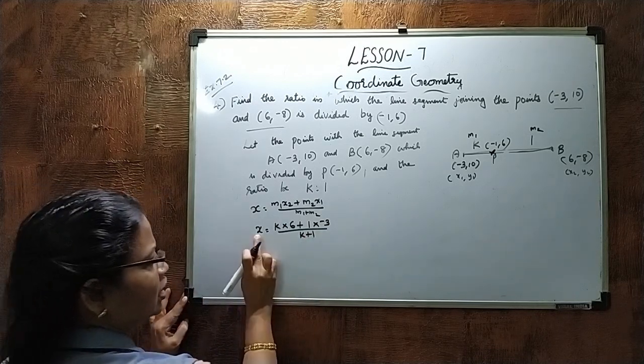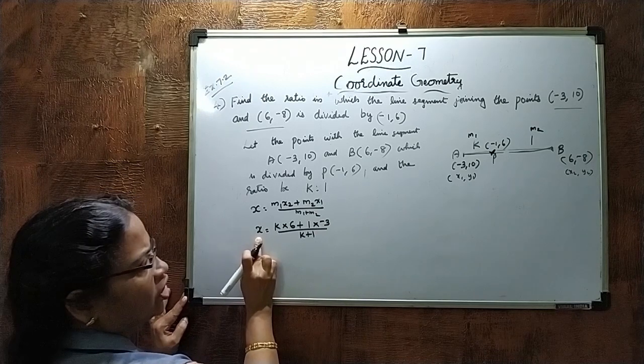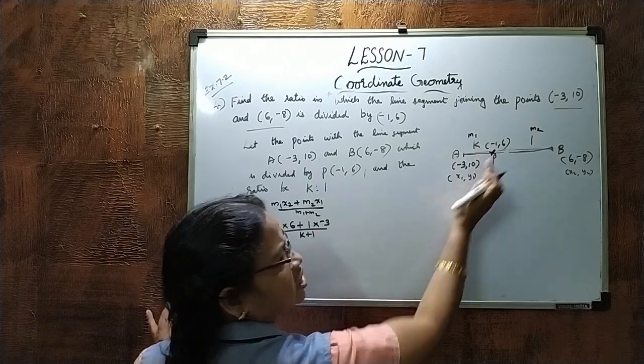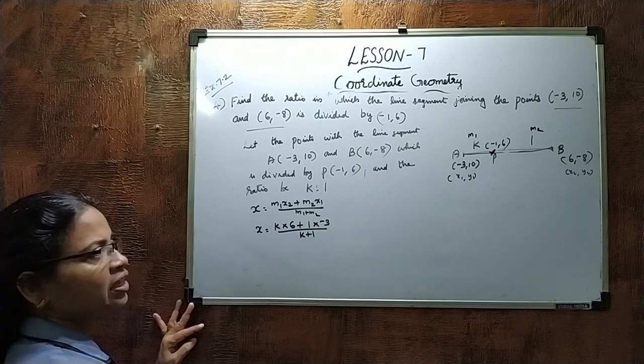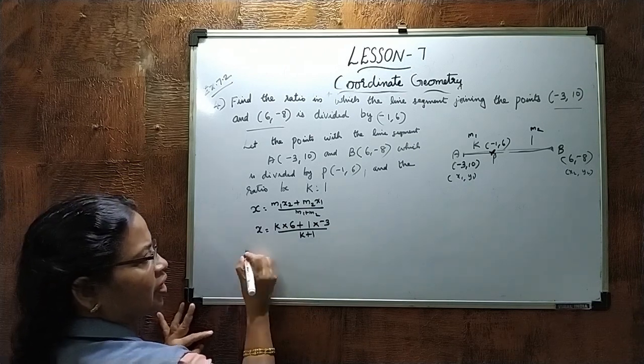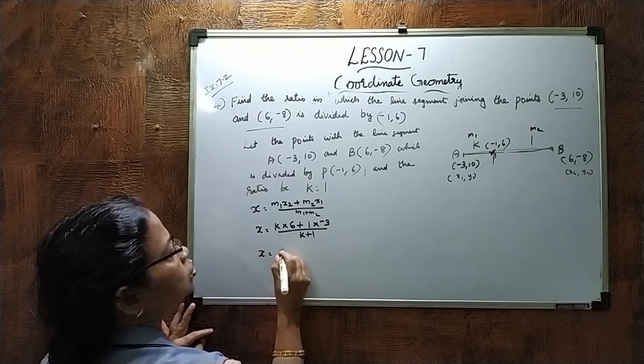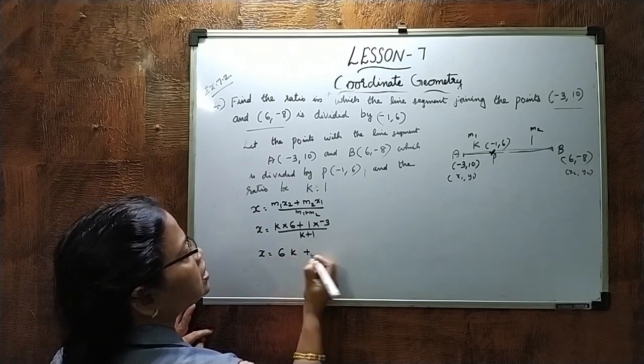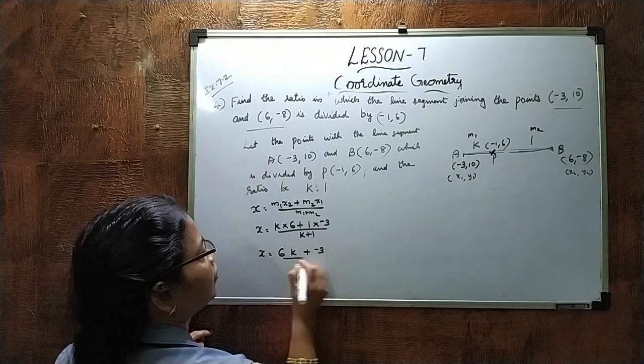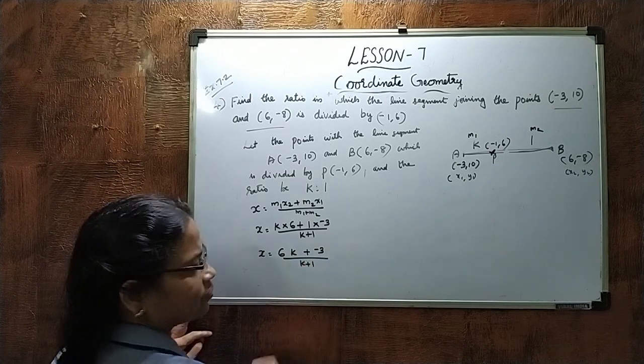Right? That means here, look, this is the X coordinate of what? It is P's X coordinate. Right? So what do you have to write then? Later we will write, okay? It will be X is equal to (6K plus negative 3) divided by (K plus 1).